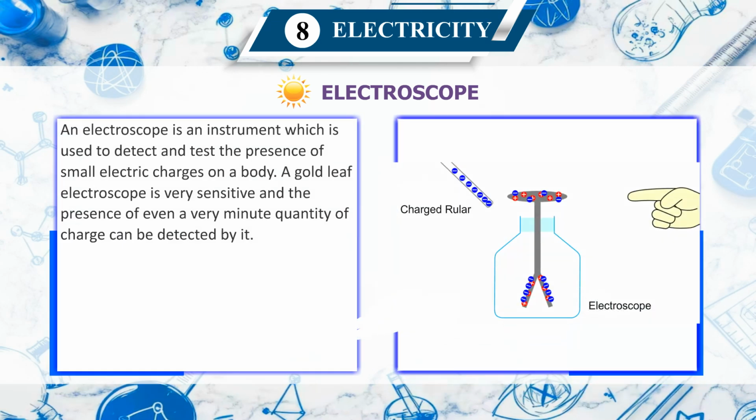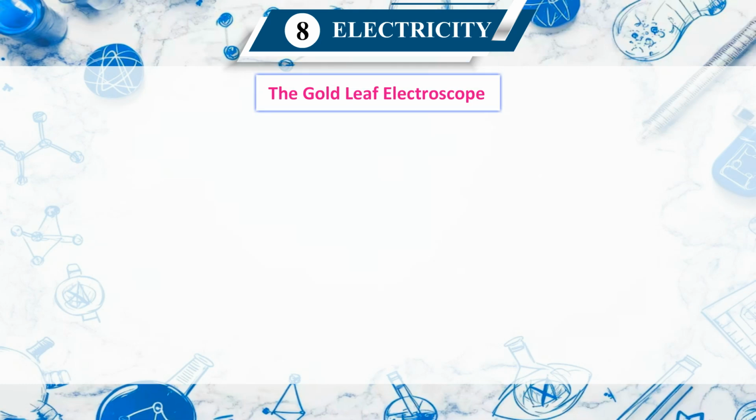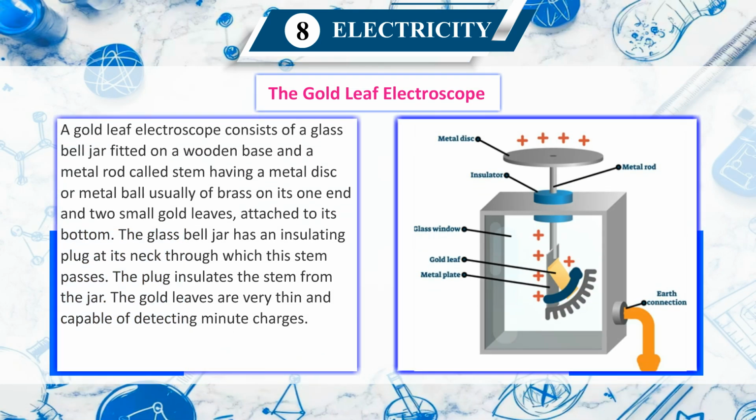Electroscope. An electroscope is an instrument which is used to detect and test the presence of small electric charges on a body. A gold leaf electroscope is very sensitive, and the presence of even a very minute quantity of charge can be detected by it. The gold leaf electroscope. A gold leaf electroscope consists of a glass bell fitted on a wooden base and a metal rod called the stem, having a metal disc or ball, usually brass, on one end and two small gold leaves attached to its bottom. The glass bell jar has an insulating plug at its neck through which the stem passes. The plug insulates the stem from the jar.